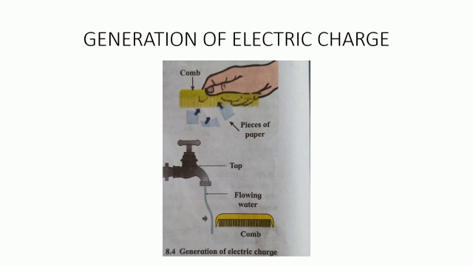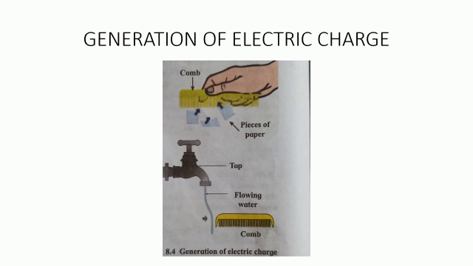At first, the flow of water is not charged. When a negatively charged comb comes near the flowing water, the negatively charged particles in it nearest the comb are pushed away. When the comb is rubbed on hair or a balloon, the comb becomes negatively charged, and when such a negatively charged comb is brought near flowing water, the negative particles in the flowing water nearest the comb are pushed away because of repulsion. That part becomes positively charged due to a deficiency or lack of negative charge.